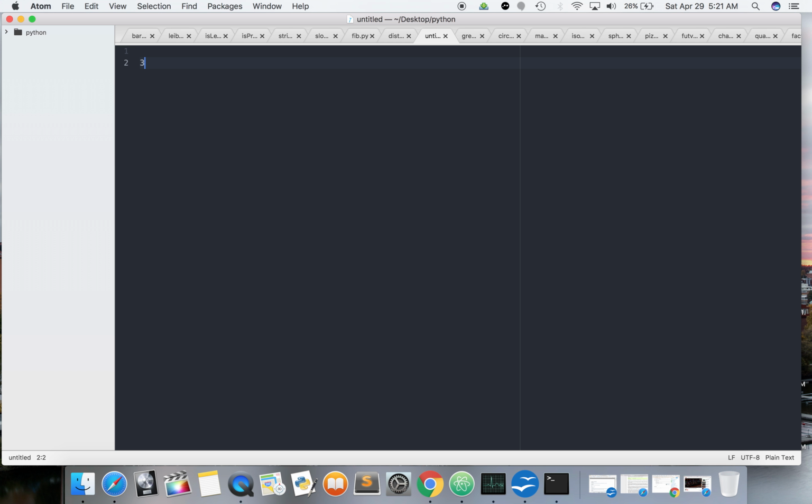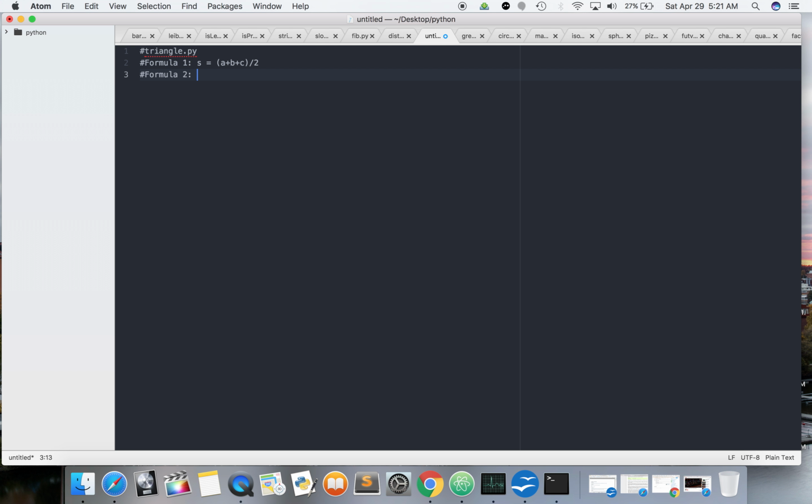So we're going to call this triangle area. We'll just call this triangle dot pi. Formula 1: S equals, let's put this in parenthesis, divided by 2.